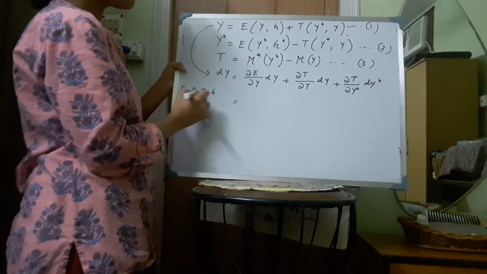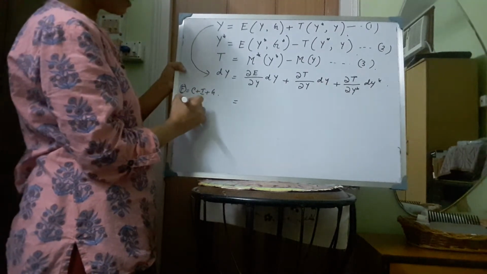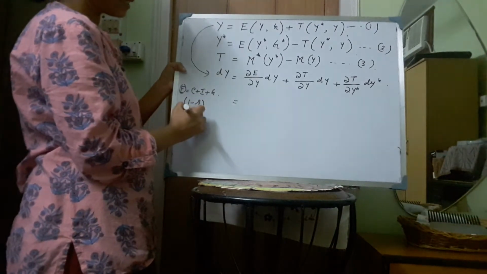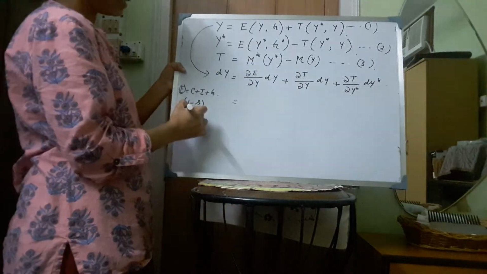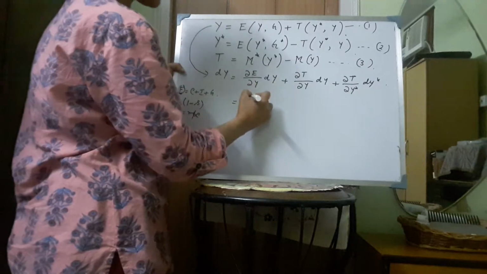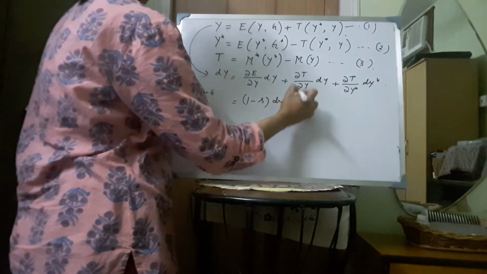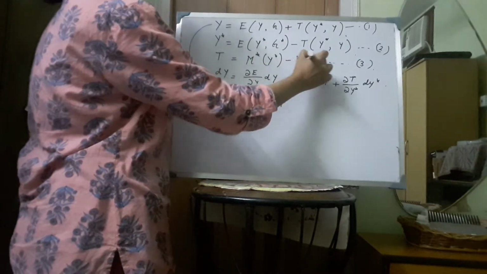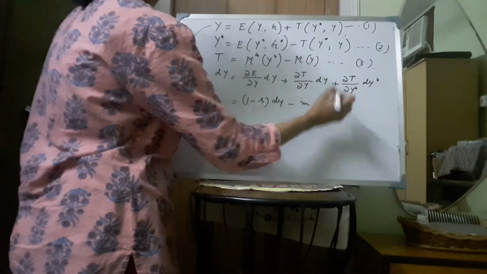So the slope of this E with respect to y is C, that is 1 minus S. So 1 minus MPS, that is MPC. So the slope of E with respect to y is MPC, which is equal to 1 minus S. So in place of del E del y, we can write 1 minus S, then dy. Then what is del T del y? Del T del y is minus M. So minus M, then we have dy.